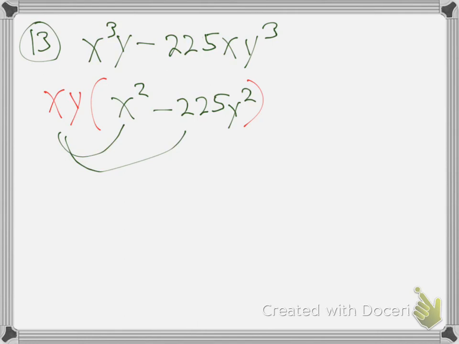Well, what do you do for two terms? Yeah, we only look for double-double, triple-triple. It's all we do for two terms. So are these two a double-double or a triple-triple? Is x a double? Yeah, he's x times x. Well, is 225 y squared a double? What is he twice?